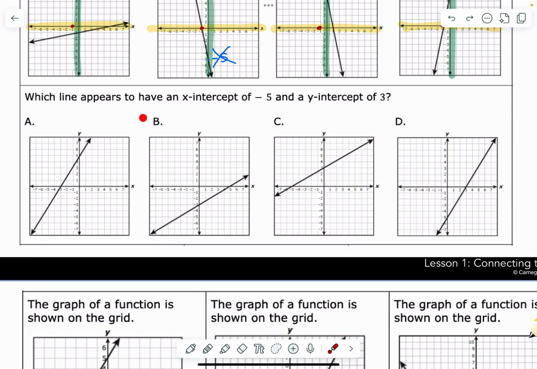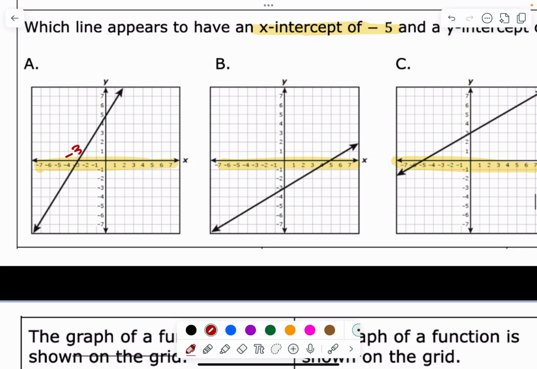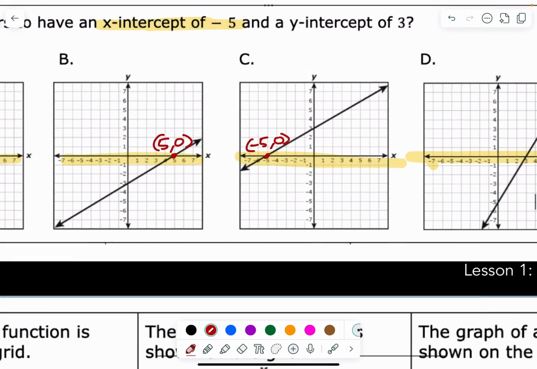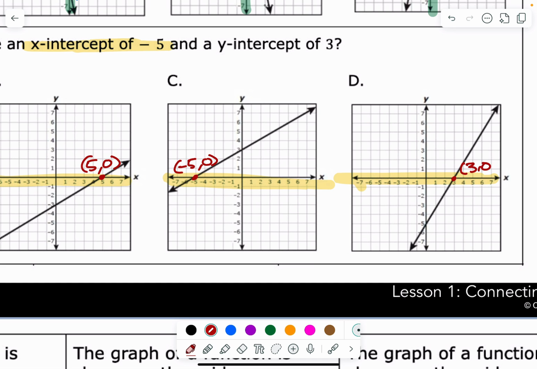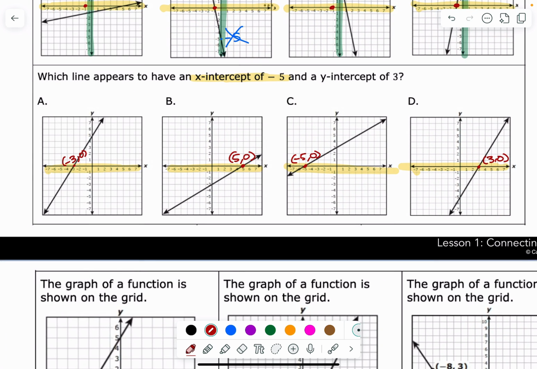It says, which line appears to have an x-intercept of -5 and a y-intercept of 3? So when I do this one, I want an x-intercept of -5. So even if we did this backwards, like we didn't write them down, so this is -3, 0, this is 5, 0, this is -5, 0, and this is 3, 0. The only one that touches -5, 0 would be C. This one's wrong, and this one's wrong. Now if I look at y-intercept of 3, it also has a y-intercept at 3, so this is good. C would be my answer.